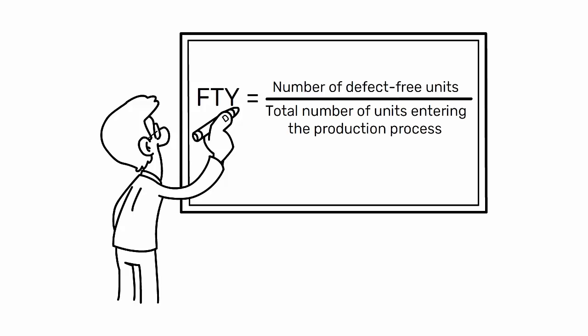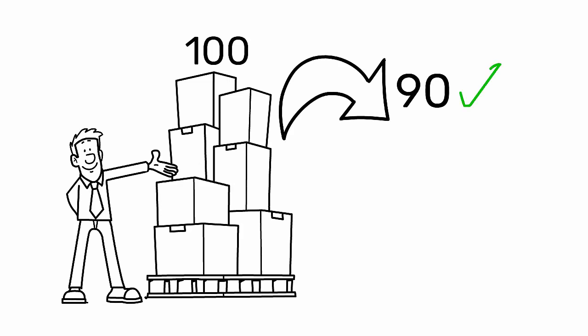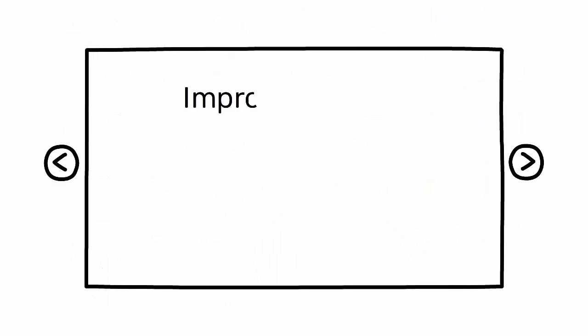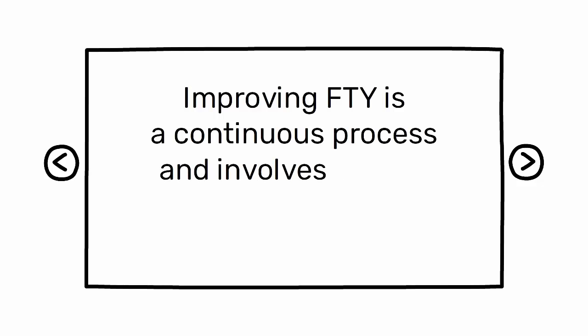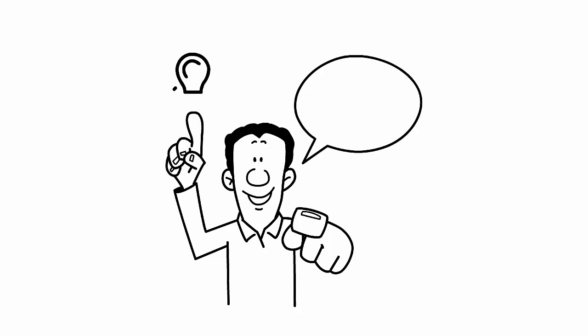To calculate FTY, you divide the number of defect-free units by the total number of units entering the production process. For example, if you start with 100 units and 90 of them come out without any defects, your FTY is 90%. Improving FTY is a continuous process and involves several lean manufacturing principles. Here are some strategies.